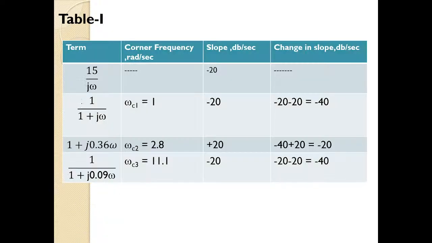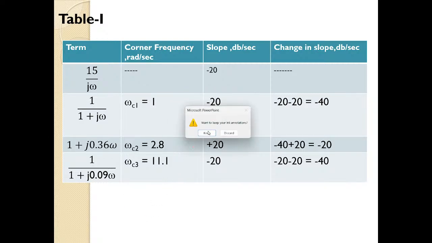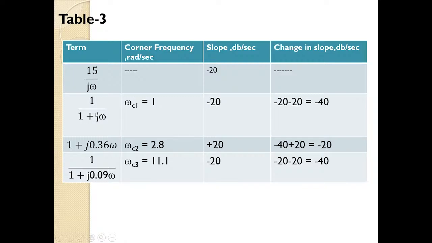Okay then. Now, repeat the same. This is table number 3, so instead of writing this, I will write 3. Consider all the factors, 4 factors: 15 by j omega, 1 by 1 plus j omega, 1 plus j 0.36 omega, 1 by 1 plus j 0.09 omega.